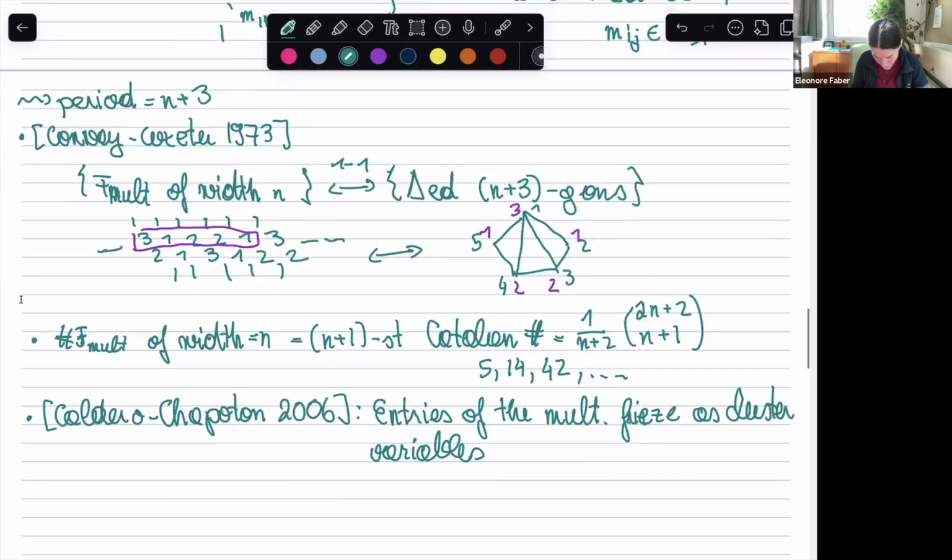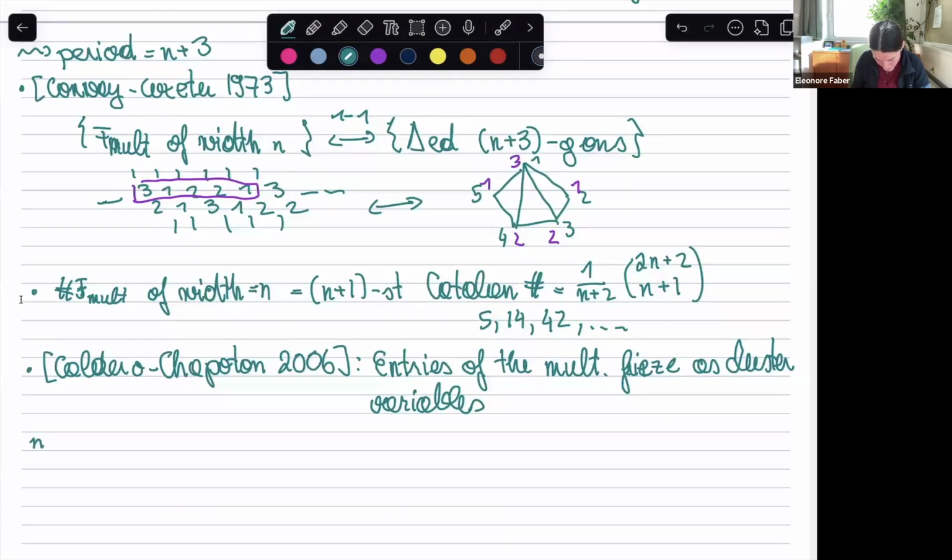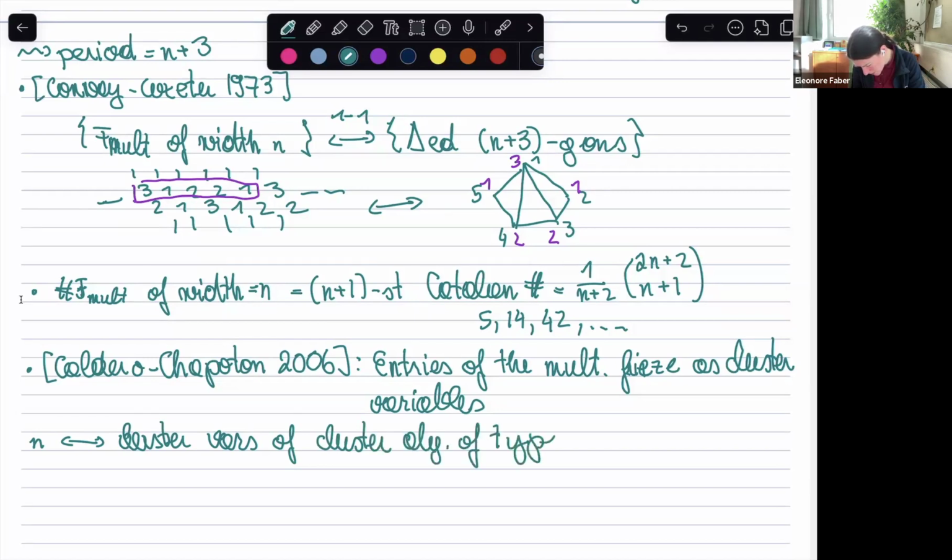So for n, the entries are the cluster variables of the cluster algebra of type AN. So this is the relation, and this is the algebra, and finally you can relate a cluster category to it. So this is the last thing.